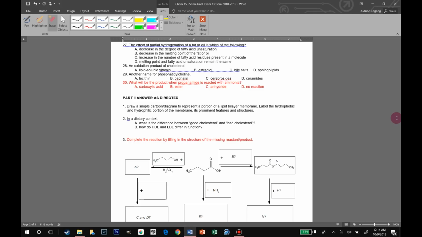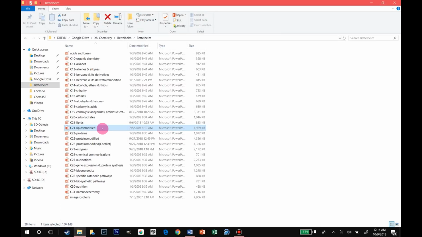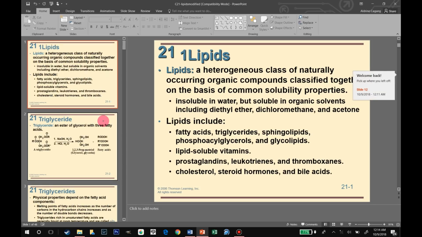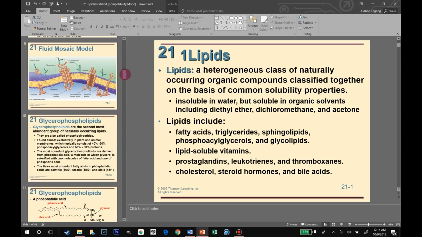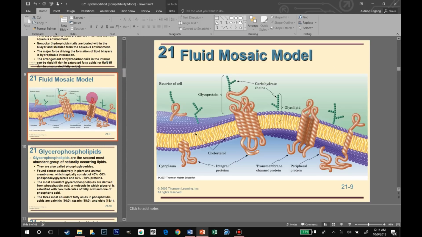Okay, so let's proceed with the next part of the exam, which is part 2. Number 1, you're asked here to draw a simple cartoon or diagram to represent a portion of a lipid bilayer membrane. Label the hydrophobic and hydrophilic portion of the membrane, its prominent features and structures. So I'm not going to force myself to draw when I can show you just how your phospholipid bilayer should look like according to the fluid mosaic model.